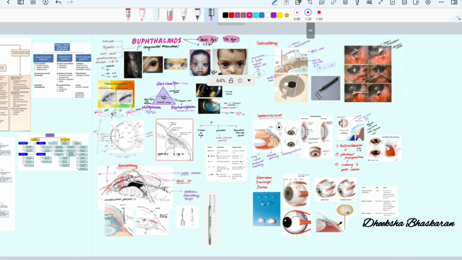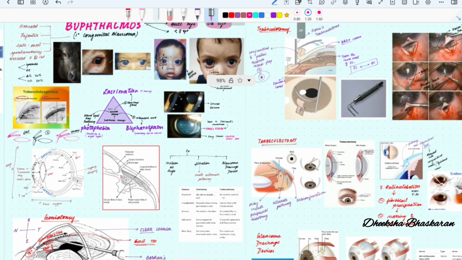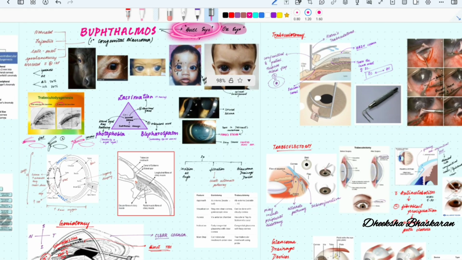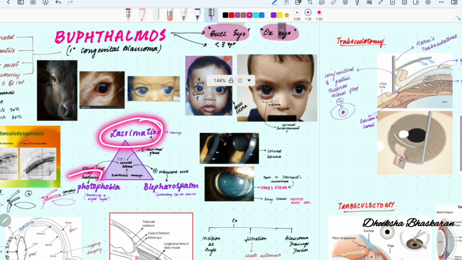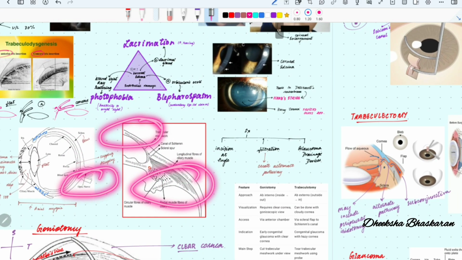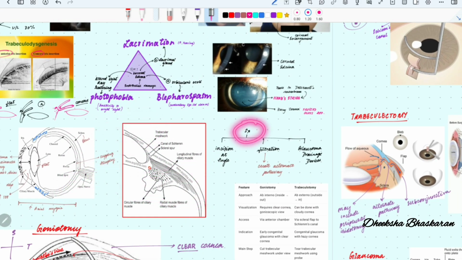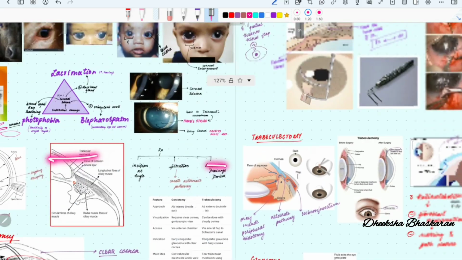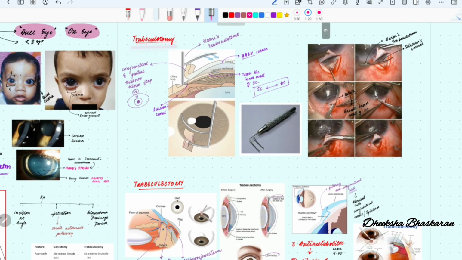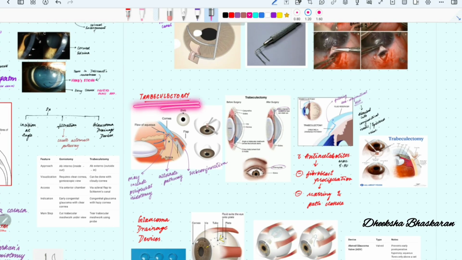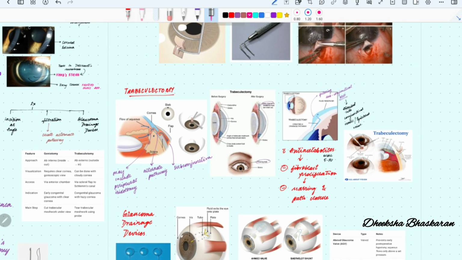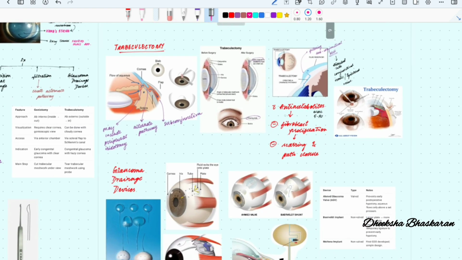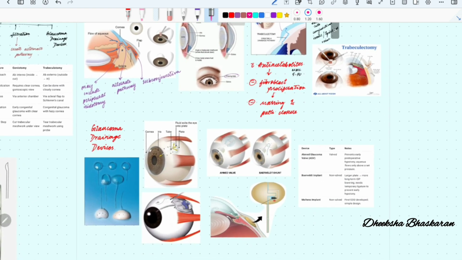So these are the certain things that we saw for buphthalmos, also called bullseye. The triad being lacrimation, photophobia, and blepharospasm. Surgery is the main treatment. Under surgery, we have goniotomy if there's a clear cornea, trabeculotomy if there's a hazy cornea. Trabeculectomy is more preferred because it's more definitive. Trabeculectomy with trabeculotomy is even more preferred, right? And along with it, antimetabolites have to be given, and glaucoma drainage devices are also another treatment option.